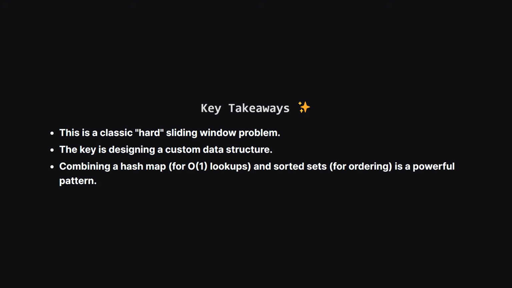So let's wrap it up. This problem is a great example of a hard sliding window question. The brute force approach is too slow, so the real challenge is figuring out how to update our answer efficiently as the window slides. The solution shows a powerful pattern, combining a hash map for fast frequency lookups with ordered data structures, like sorted sets, to maintain the top elements according to specific rules.